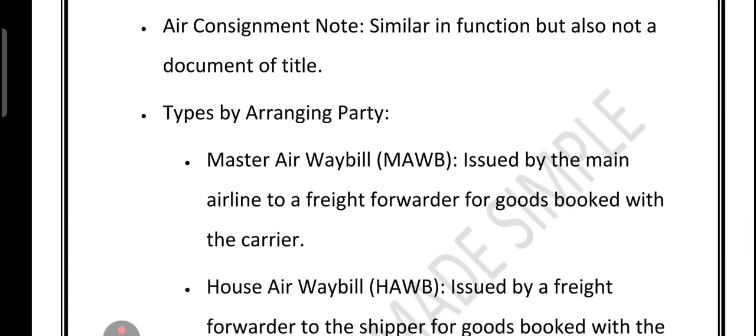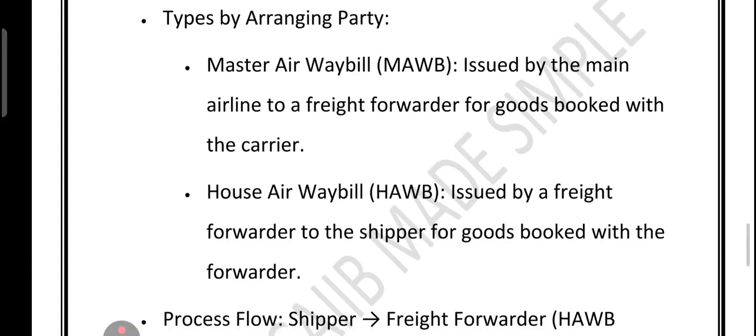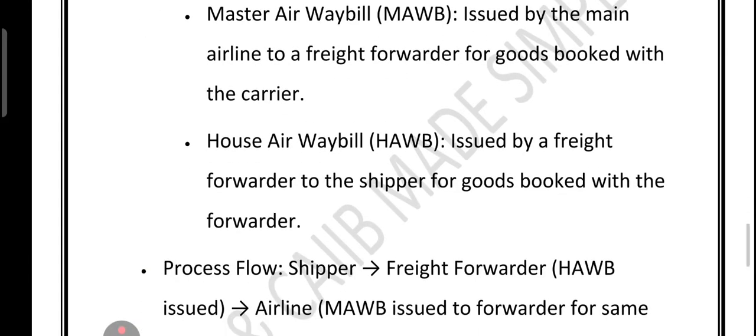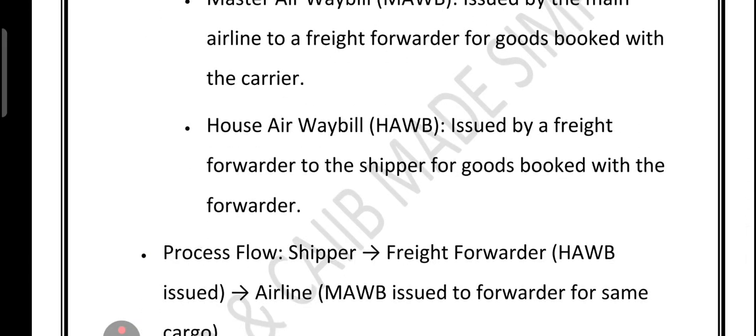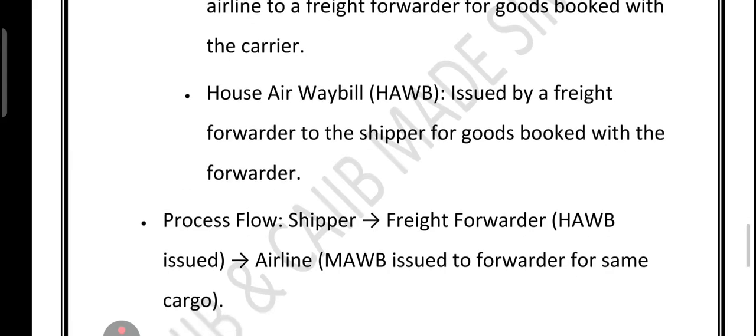Two main types of AWB are there. Master AWB, that is called MAWB. This is issued by the main airline to a freight forwarder when the forwarder books goods with the airline. And the second type we have is HAWB, which is called House Air Waybill. This is issued by the freight forwarder to the shipper when you book goods with them.